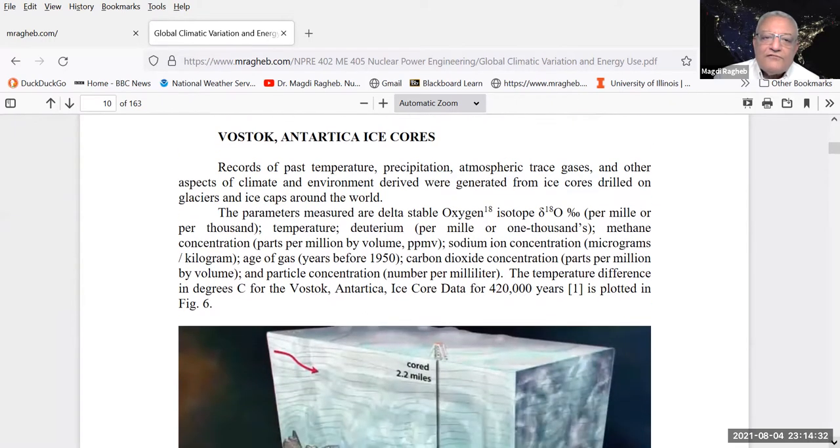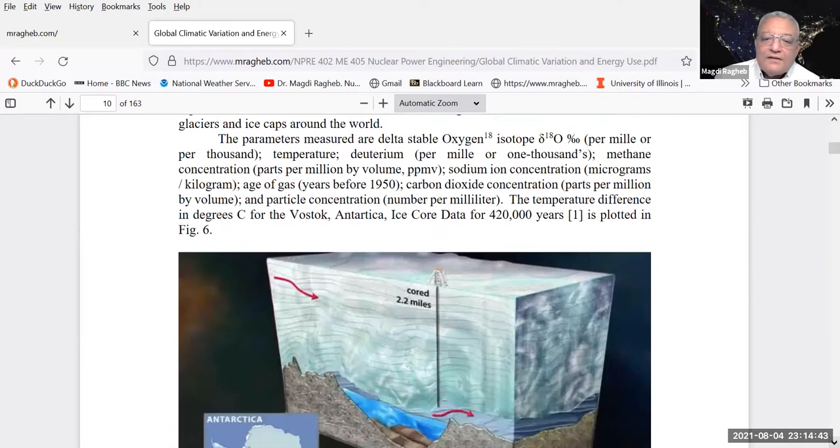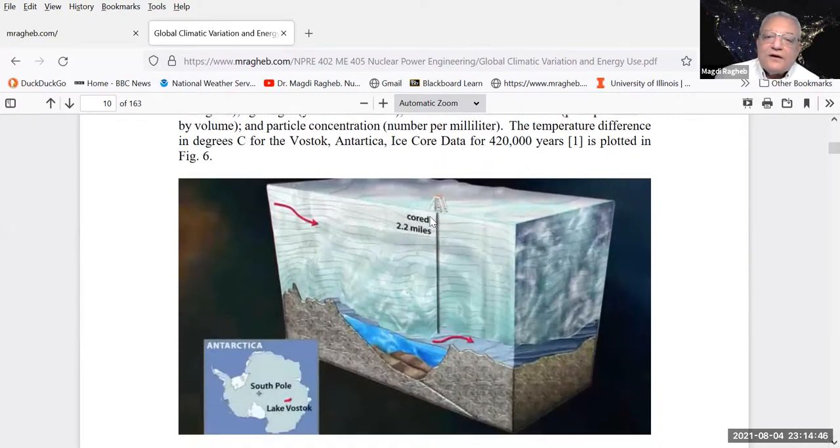We know the information also from different cores of accumulations of ice over time. One of them is in Antarctica. It's called the Vostok, being run by the Russians. Basically they got a core in the ice of a height of 2.2 miles. And they discovered something interesting, that under the ice in Antarctica, they have running water, a lake. They call it Lake Vostok. And they found, fascinatingly enough, different forms of life that do not exist on the surface of the Earth that have evolved over millions of years.